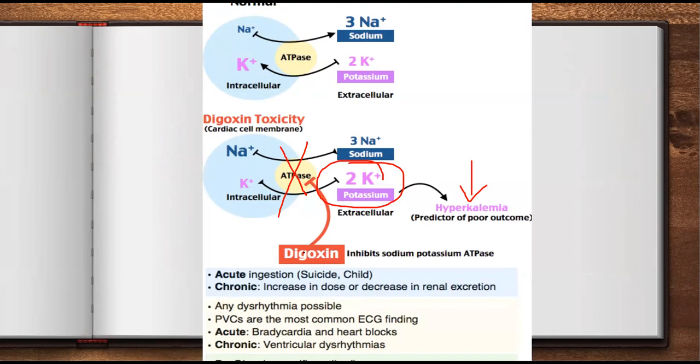When a digoxin toxicity occurs, digoxin will bind to this receptor and it will inhibit the sodium potassium ATPase pump. If the pump is not active, then sodium will not go out, potassium will not go in. If potassium is not going into the cell, it's all outside. Outside means in your blood, which means there is hyperkalemia. Clear?